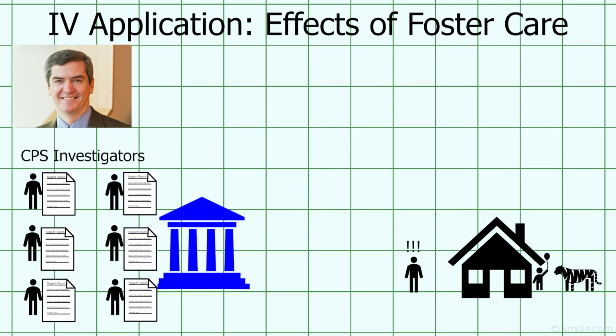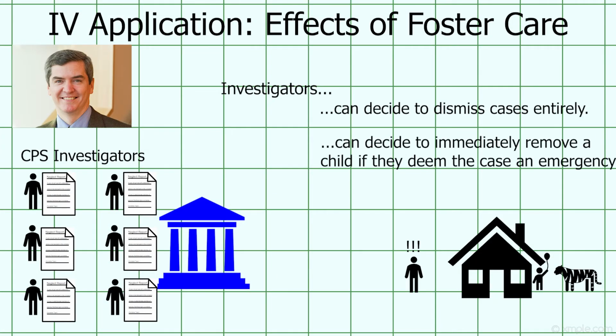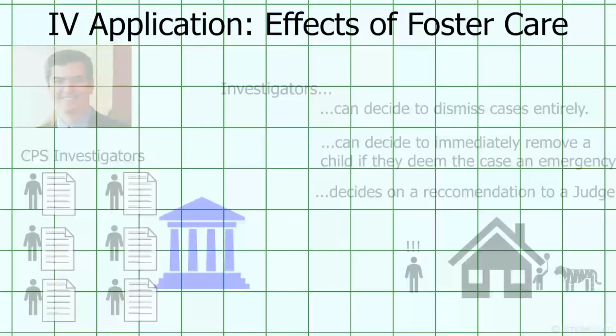Investigators also have a great deal of influence over which children are removed from their home and placed into foster care. They can decide that the complaint they received is unsubstantiated, which immediately ends the investigation, or they can decide to immediately remove the child from the home in emergency situations. Between these two extremes, the investigator also presents evidence and makes recommendations to a child protection judge.